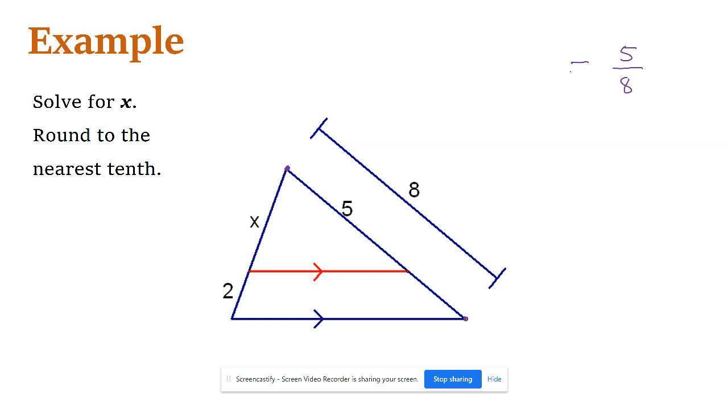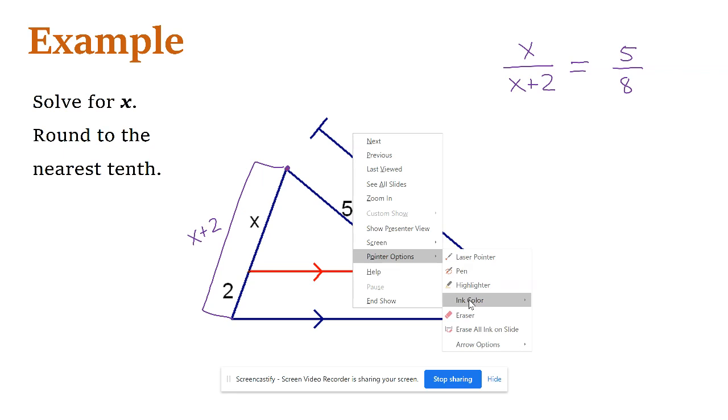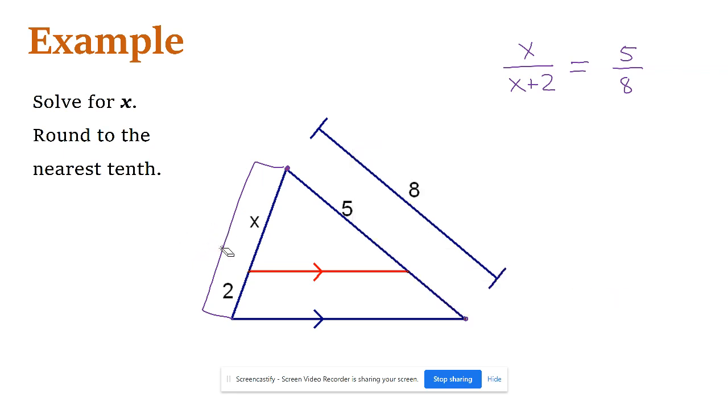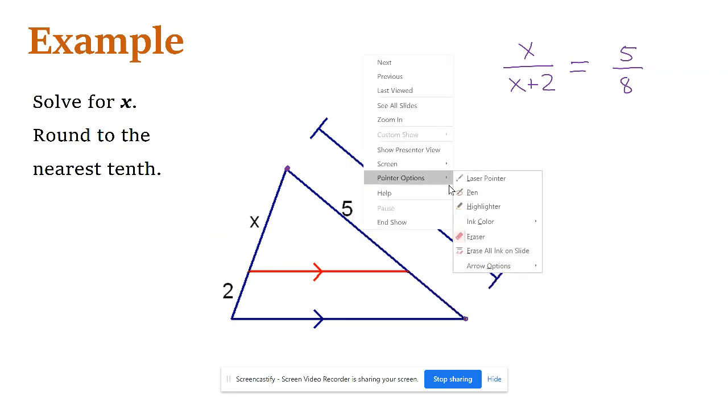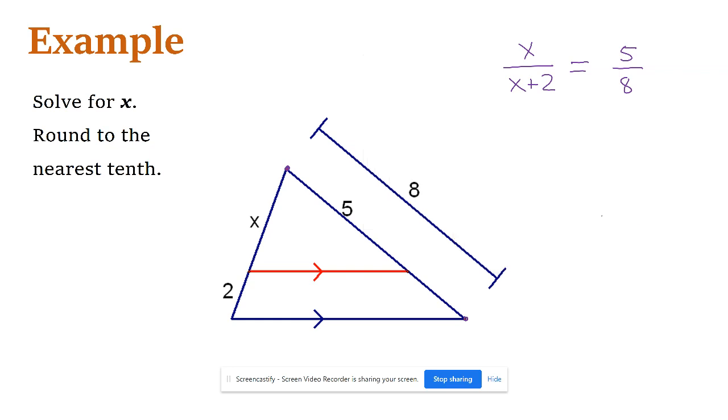So if I wanted to set that up with x, and I put x on top, I would have to do the same thing over here and do the whole side of the triangle and add those together. So it'd be x plus 2. And I could do that. I could work it out from there, and I would eventually get the right answer. But that's going to be a lot of extra work. And using triangle proportionality theorem, there's an easier way to do this. So I'll leave that up there as one possibility, but here's the easy way.